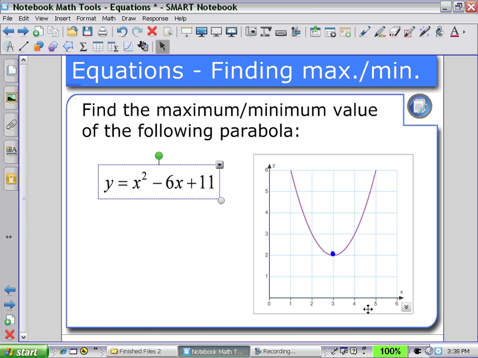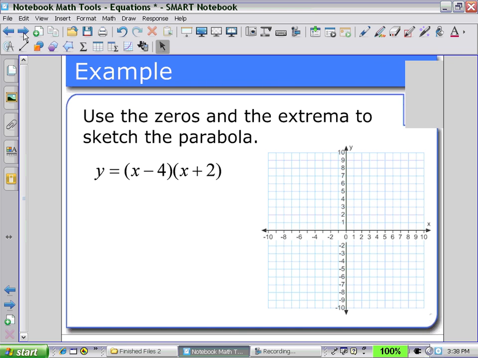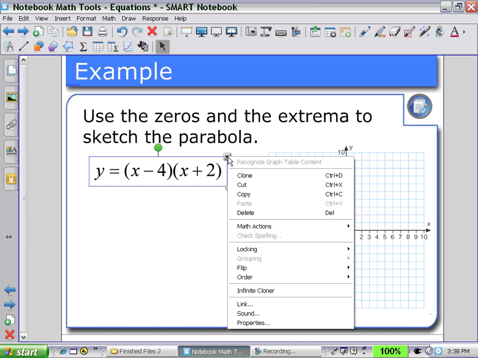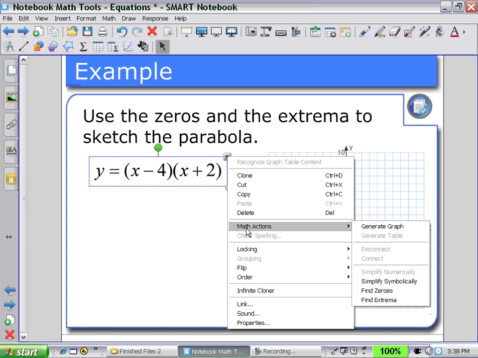And as a result, we will not have a maximum value. So no maximum value, only a minimum value of 2 at x equals 3. We could reverse the operations and solve for our zeros and extrema and then use them to sketch the parabola. So the students could calculate and then check their solutions using their math actions.